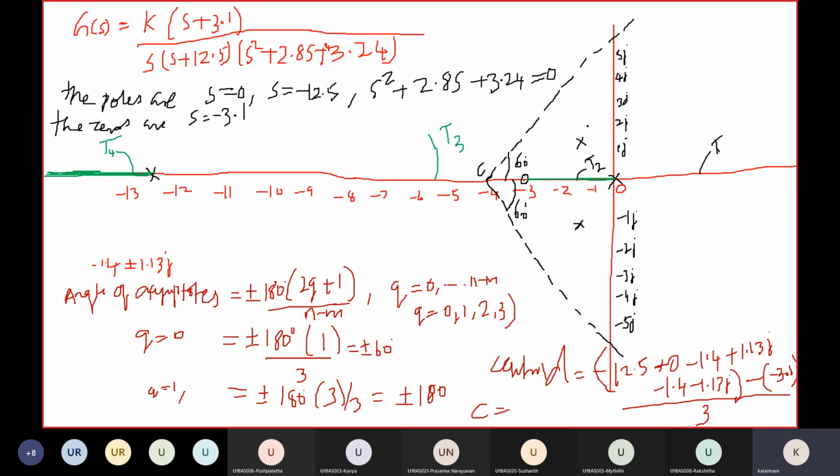to find out the angle of departure. So the next step, you have to find out the angle of departure, as well as you have to find out whether break-in or break-away points. Then how can you find out break-away or break-in points? Step two: find break-away as well as break-in point.